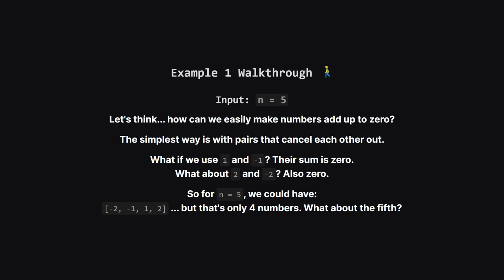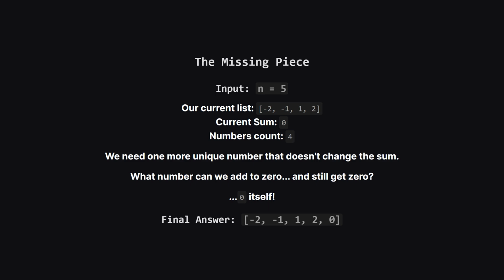we need 5 numbers. What can we add that won't mess up our perfect zero sum? That's right, we can just add the number 0. It's unique, since we haven't used it yet, and adding it doesn't change the sum at all. So we take our pairs and just pop a 0 on the end. And there we have it, 5 unique numbers that sum to zero.